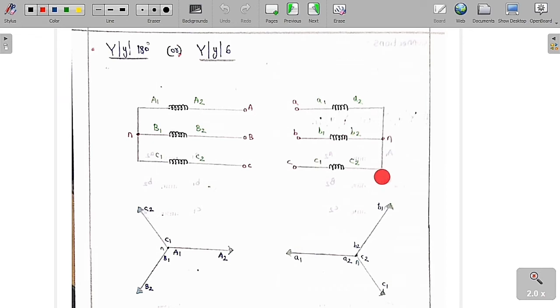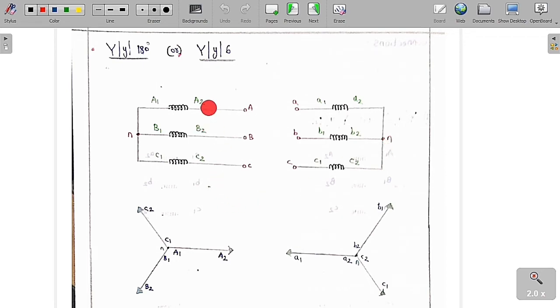So now, instead of taking supply from A, B, C2, take the supply from small a1, small b1 and small c1. So now do the common connection of A2, B2 and C2. This is the point that you always have to remember. Instead of taking supply from A2, B2, C2, I am taking supply from a1, b1 and c1, and I am going to do the common connection of A2, B2, C2 as a neutral point. So now we will see what is going to happen.